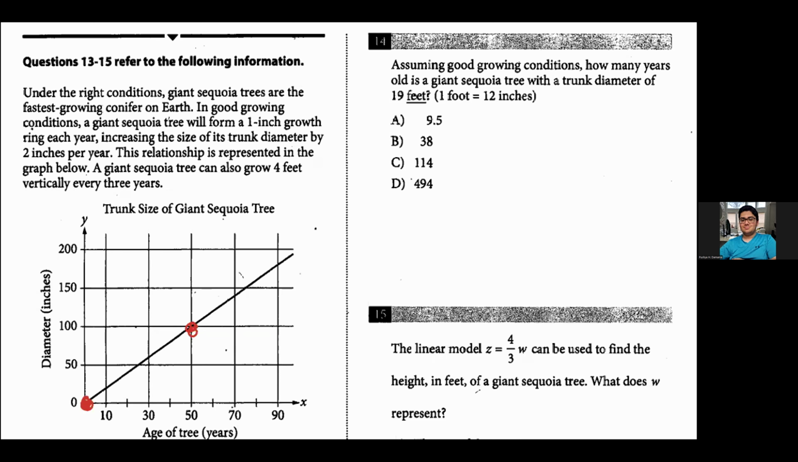Okay, so for question 14, assuming good growing conditions, how many years old is a giant sequoia tree with a trunk diameter of 19 feet? Well, in this case, we just have to convert from feet to inches first, so we just do 19 times 12, which gets us 228. So we have 228 inches of the trunk diameter.